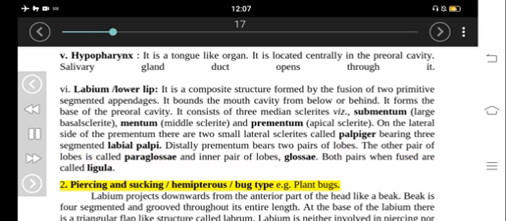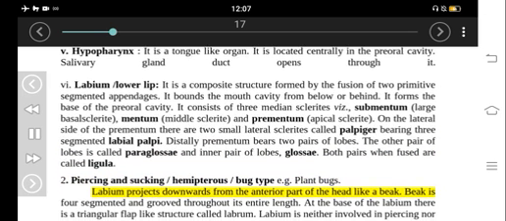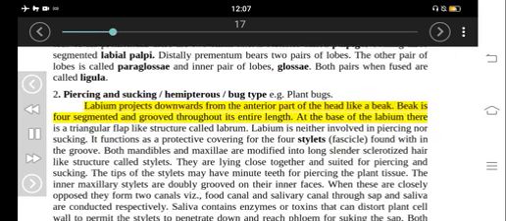2. Piercing and sucking, hemipterous, bug type, e.g. plant bugs. The labium projects downwards from the anterior part of the head like a beak. The beak is 4-segmented and grooved throughout its entire length. At the base of the labium there is a triangular flap-like structure called labrum. Labium is neither involved in piercing nor sucking. It functions as a protective covering for the 4 stylets fascicle found within the groove.